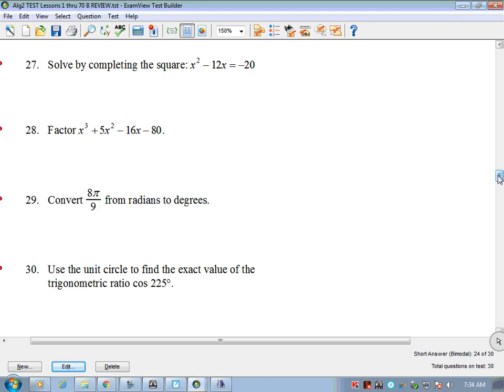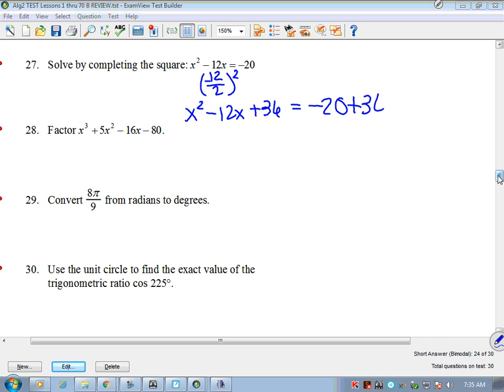27. They want you to solve by completing the square. So in order to do that, we're going to take negative 12, divide it by 2, and square it. So it's going to leave me with x squared minus 12x. Negative 12 divided by 2 is negative 6. Negative 6 times negative 6 is positive 36. So that's going to leave me here with x minus 6, x minus 6.